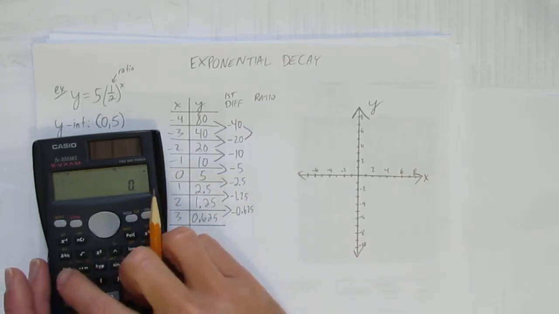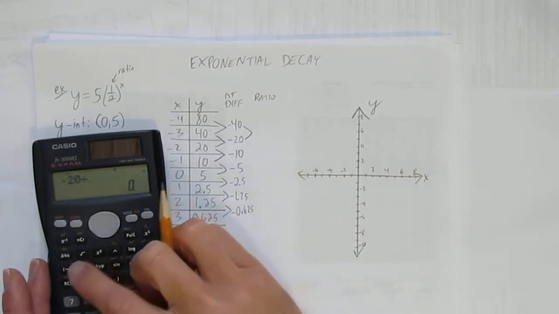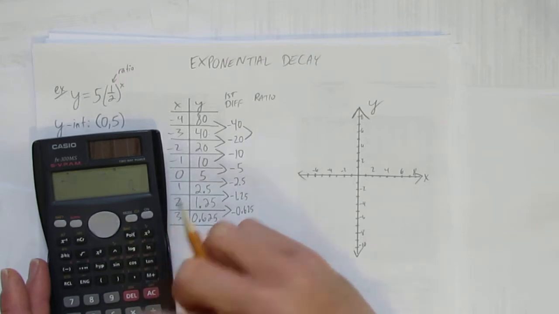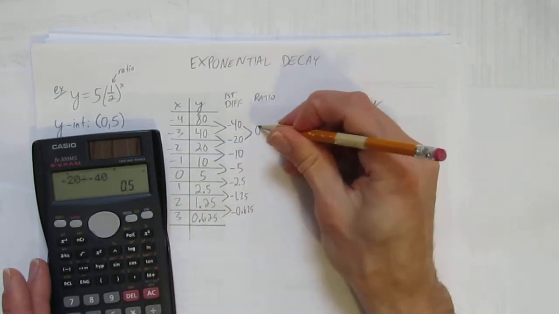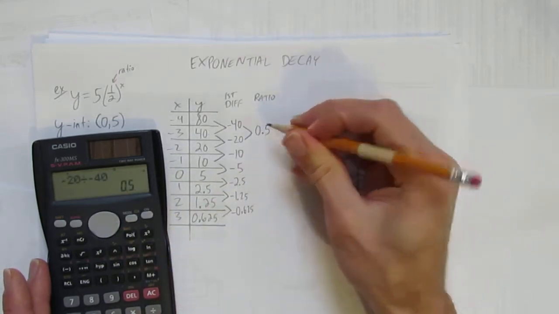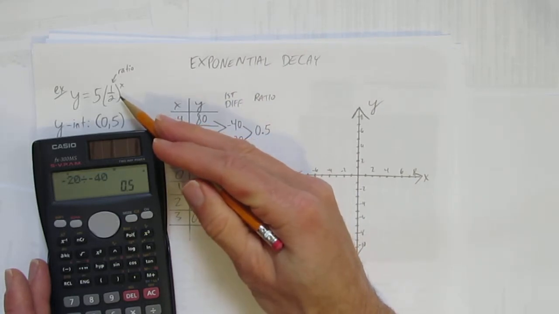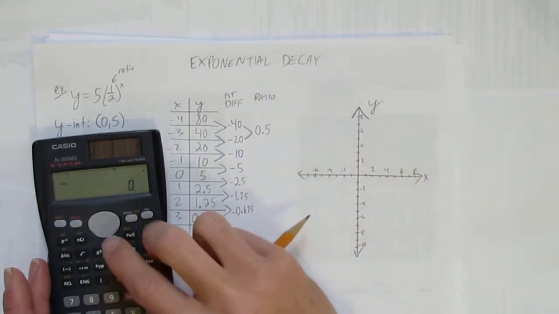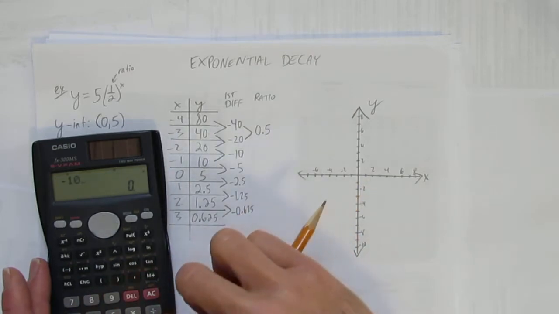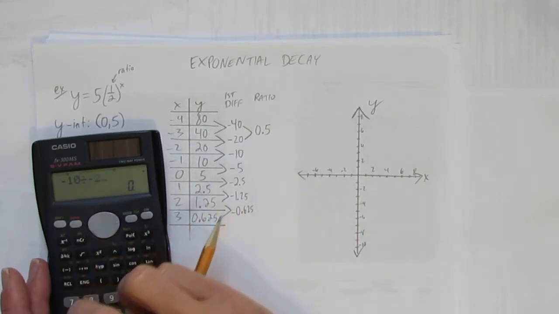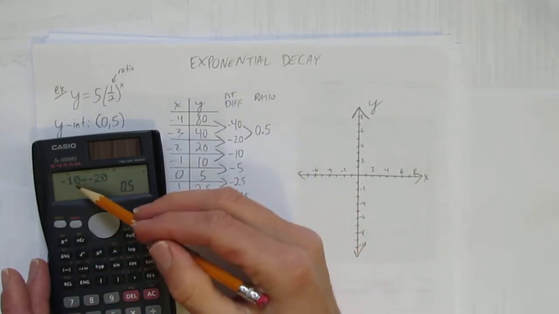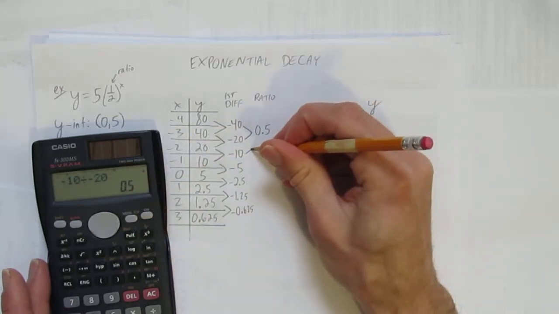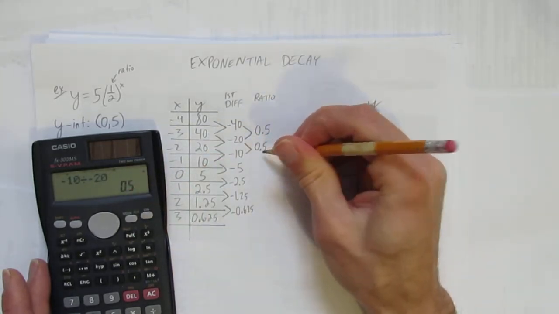What's negative 20 divided by negative 40? The ratio is 0.5. And that should come as no surprise. We already identified the ratio, or the change, to be 0.5. Again, if you can do this in your head or see the pattern, you can stop using the calculator, but it's okay to use the calculator. Negative 10 divided by negative 20 gives me 0.5 again.